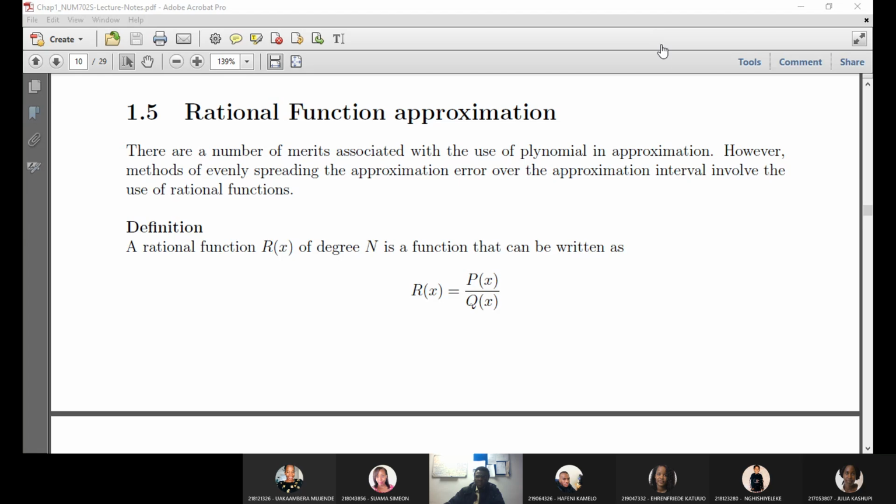So what are we going to do today? Today we are going to tackle rational functions and particularly Padé approximation. So that's what we are going to cover today, where I'm going to introduce the concepts.